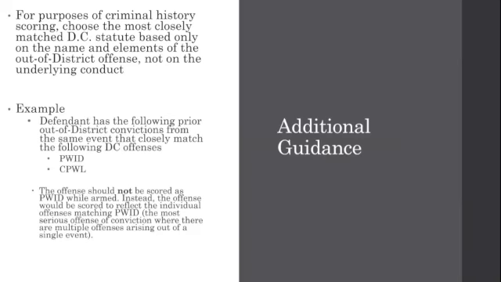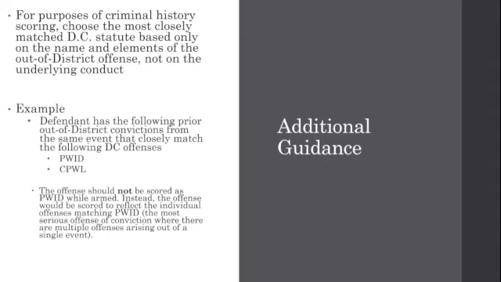Some additional guidance to keep in mind, because again, I know that these are tricky. For purposes of criminal history, we're scoring based on the most closely matched DC statute, based on the name and the elements. Some match very well and are almost perfect alignment. Others, it really is either a mismatch or there may be no comparable. So it really varies with each offense and out-of-district, how many or how few, and the possibilities.